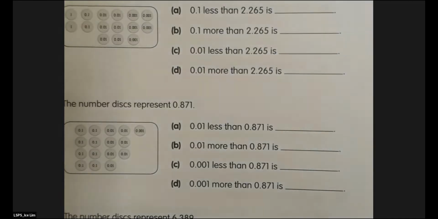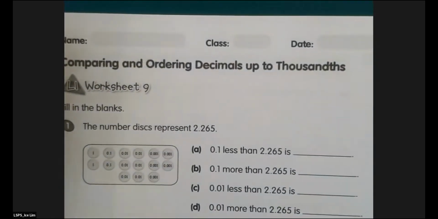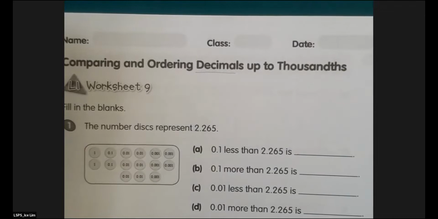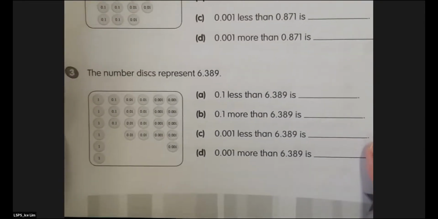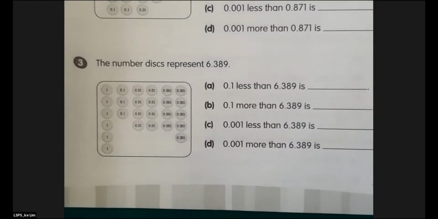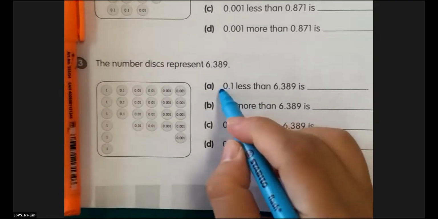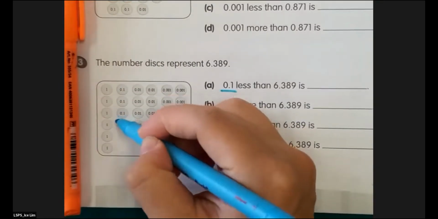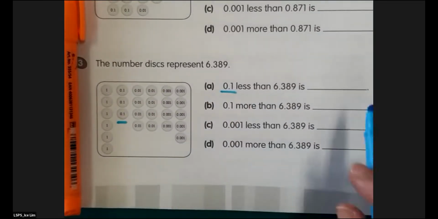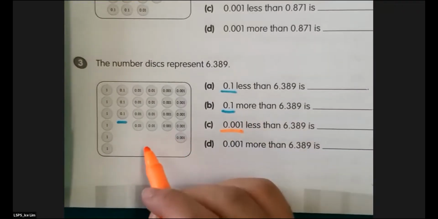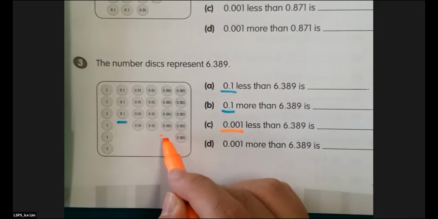I'm looking at page 23. Comparing and ordering numbers, decimals, a type of numbers that has a whole number part and a decimal part, a fractional part. If I just zoom into question number 3, and I use my 3 different colors here, that's A, B, C, D. 0.1, I refer to this column. 0.001, I refer to this column.